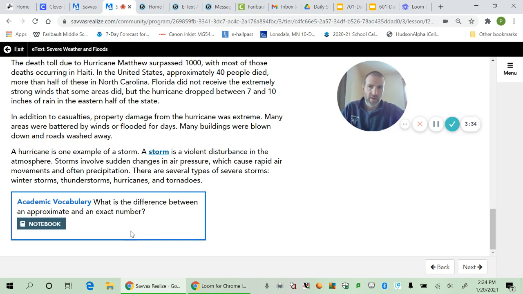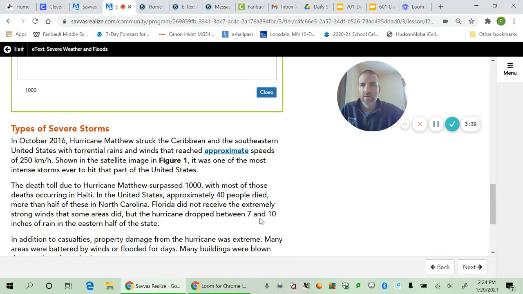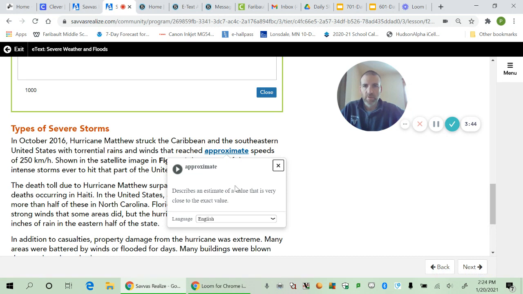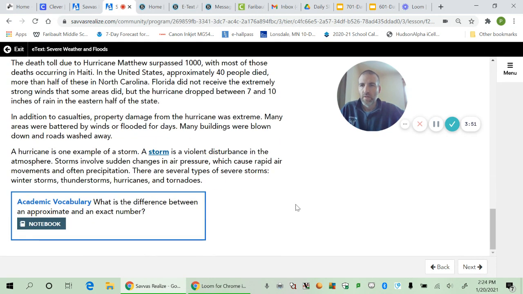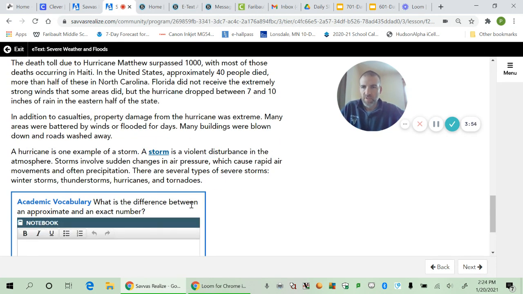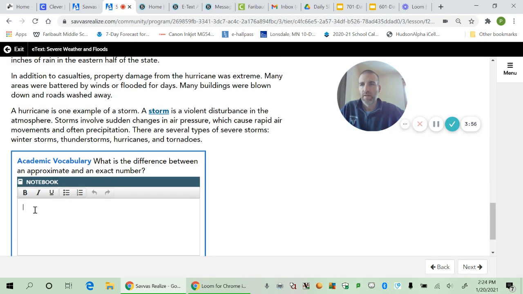What is the difference between an approximate or an exact number? Approximate, remember, was defined for you up above here. So if you click on that, it's going to give you a definition of approximate. It describes an estimate of a value that is very close to the exact value. And so in your notebook, you would say the difference between an approximate and exact number would be that an approximate number is very close to the exact number. You might use that word estimate that they used in the definition.